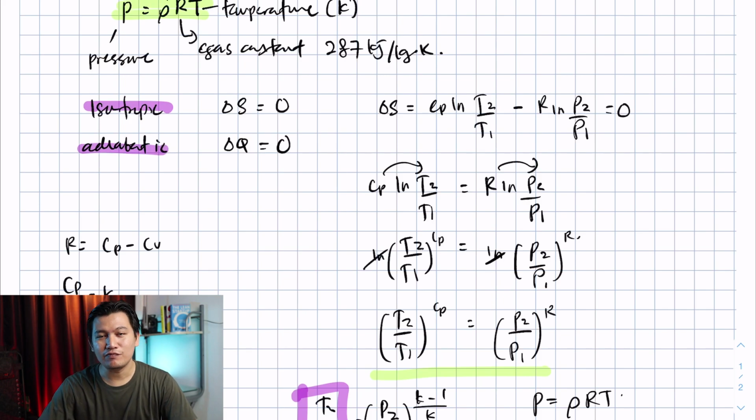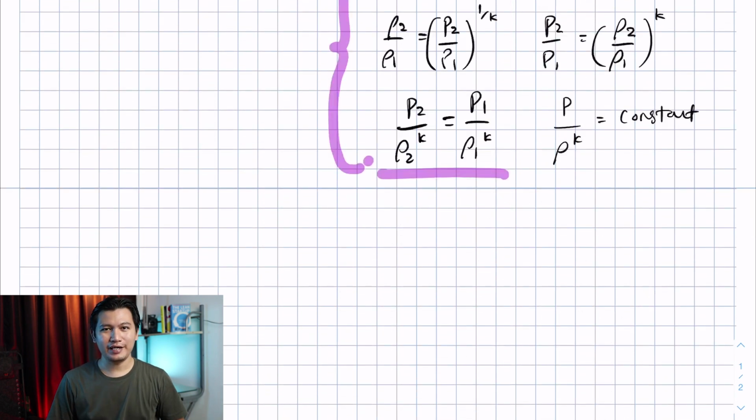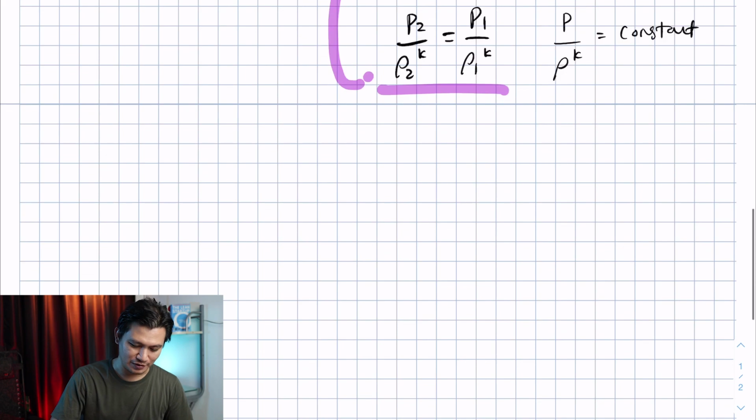adiabatic, right? If the flow is not isentropic and is not adiabatic, then you cannot use this relationship. But don't worry, for most of the problems involving compressible flow, we're always going to assume isentropic and adiabatic. Okay, and right now I want to introduce to you a concept that is called speed of sound.